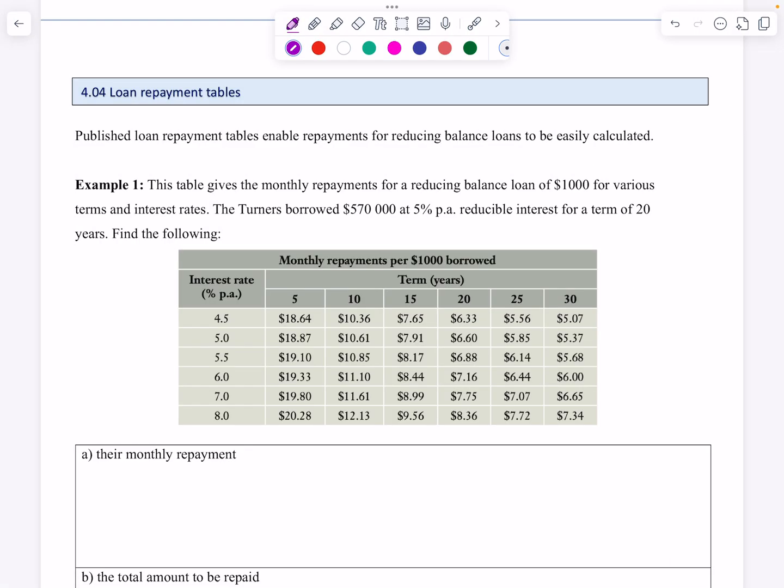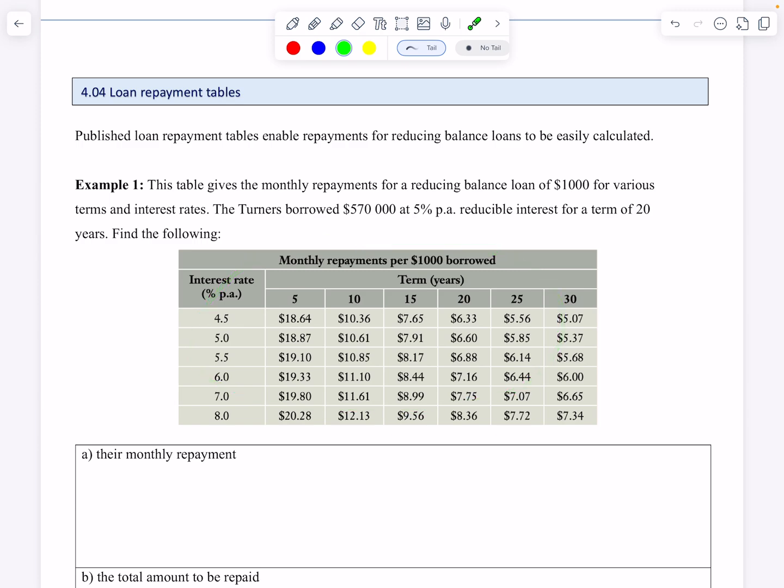Okay, today we're looking at loan repayment tables. Published loan repayment tables, such as this one, enable repayments for reducing balance loans to be easily calculated. We looked in the first exercise at reducing balance loans and we were working it out step by step, but we want to make sure that you know how to use the table also.